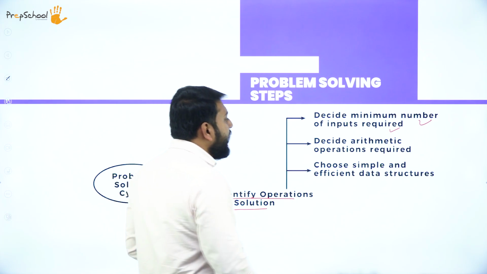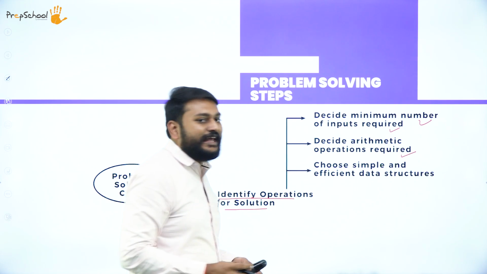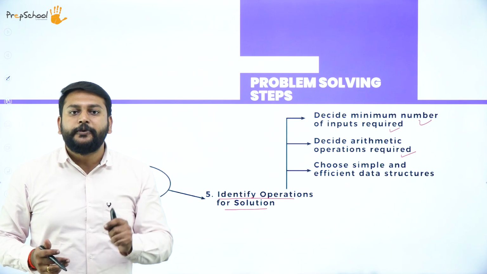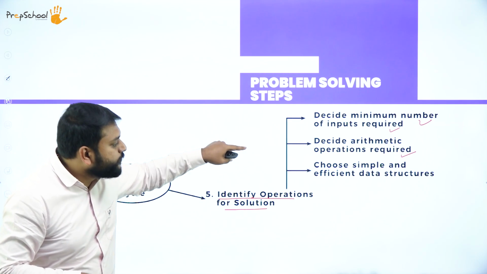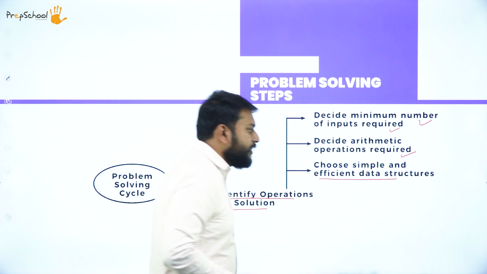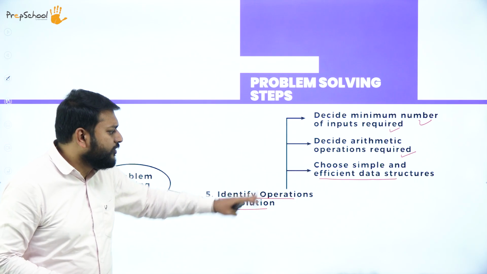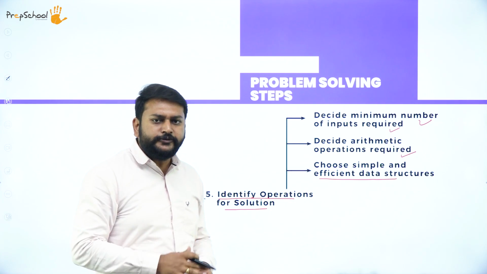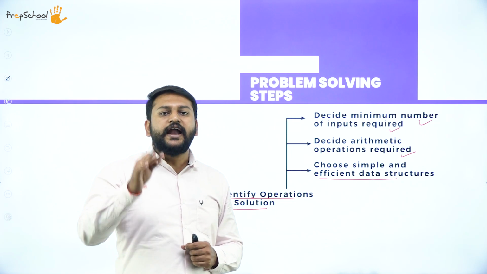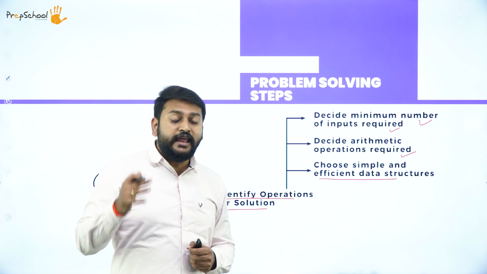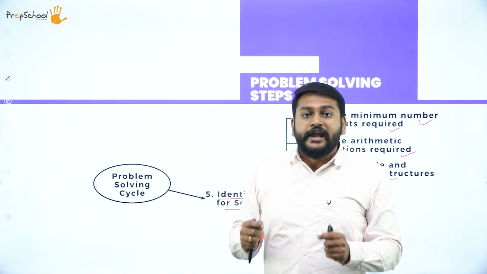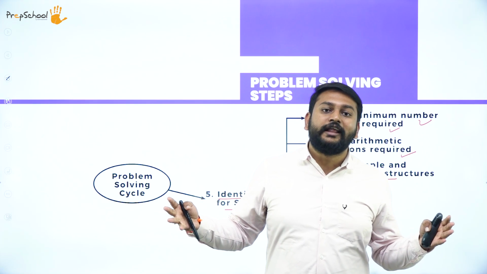Second point, decide the arithmetic operations that are required. What exactly do you need to perform? Choose the proper arithmetic operations related to solving this particular given problem, and then choose the simple and efficient data structure. I think it is too early to discuss all these concepts, but as of now, just remember that data structure mainly deals with space and time complexity. Whenever I'm writing any algorithm, the most important thing to keep in mind is that it should run fast and take less time.